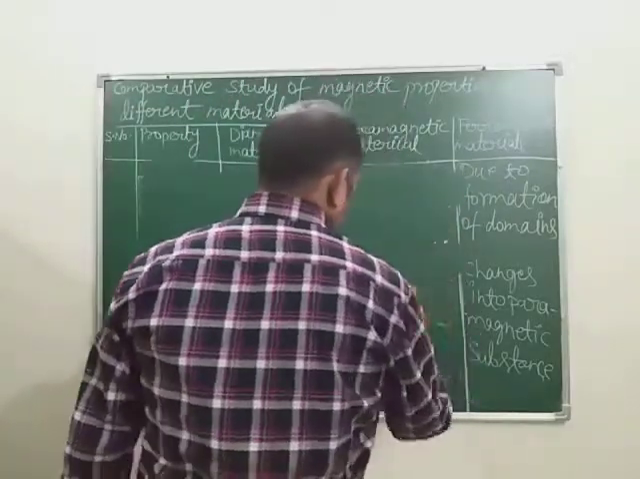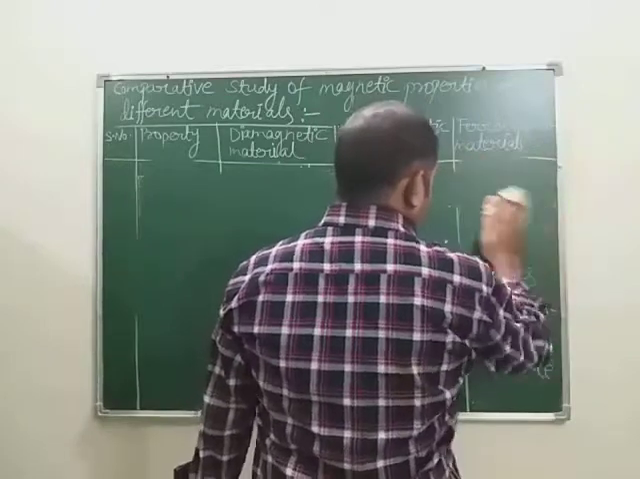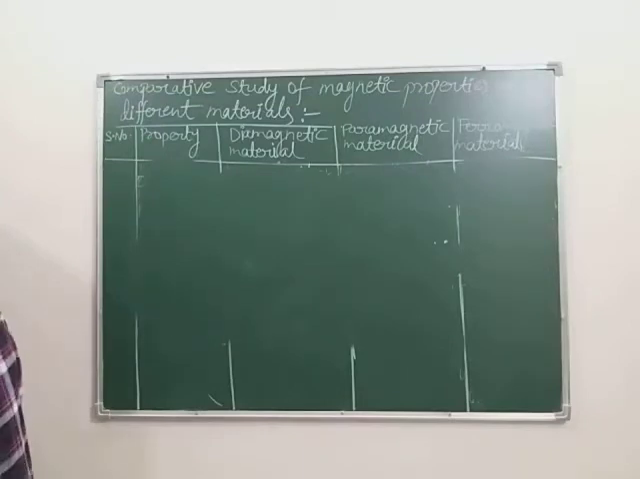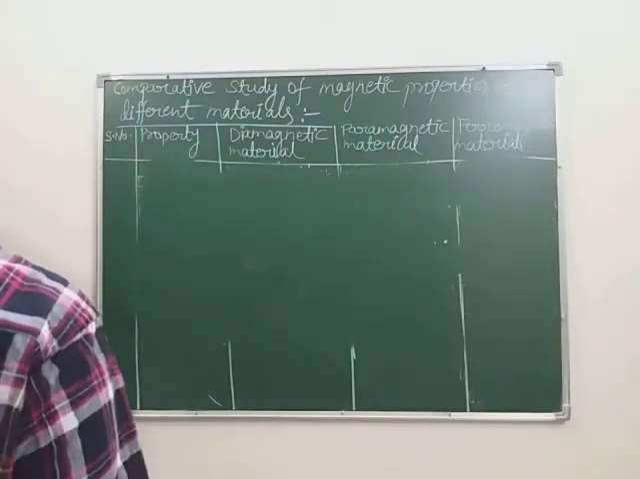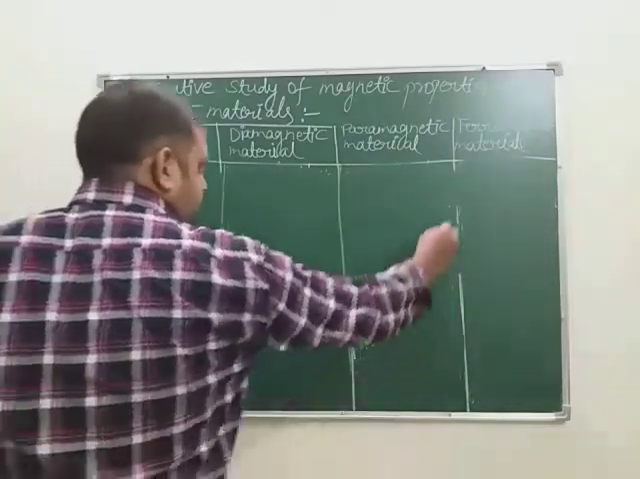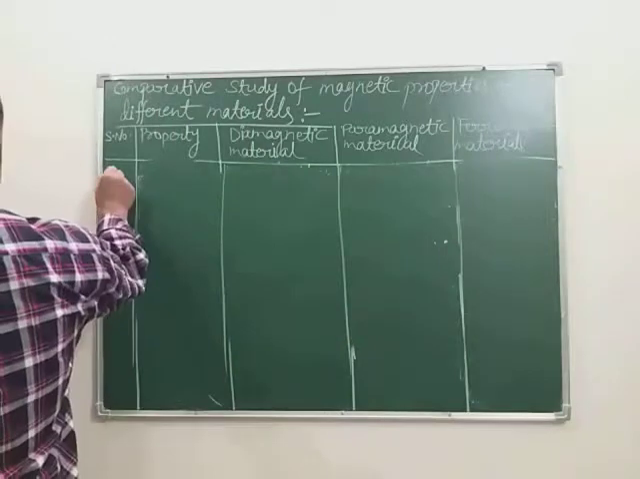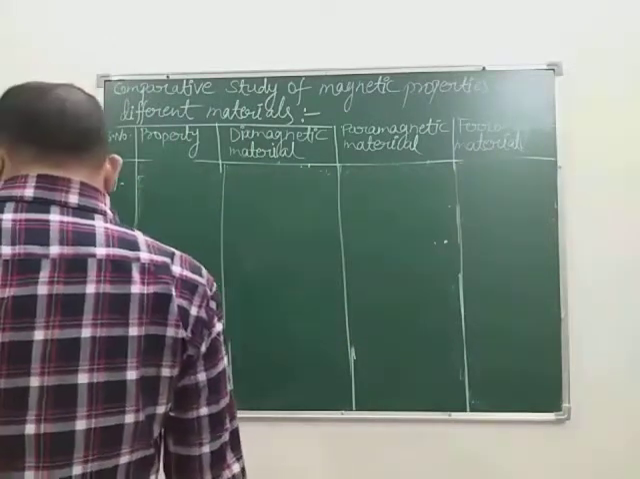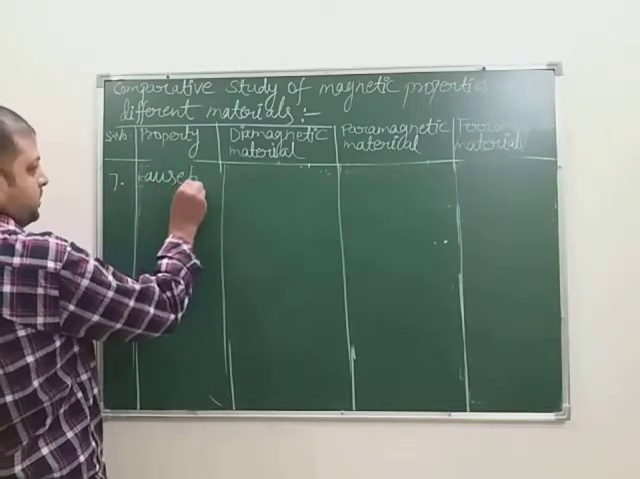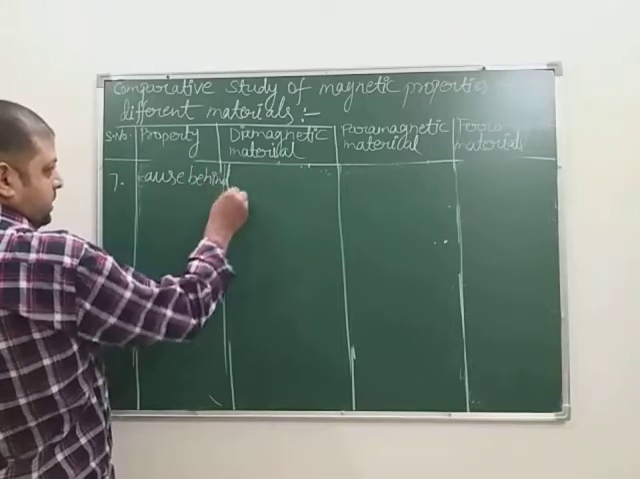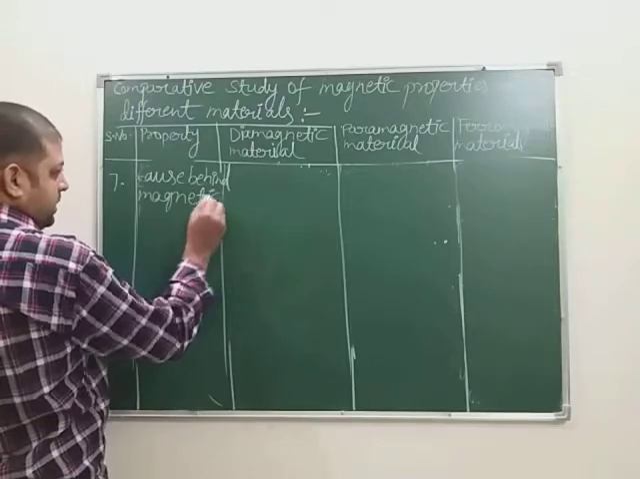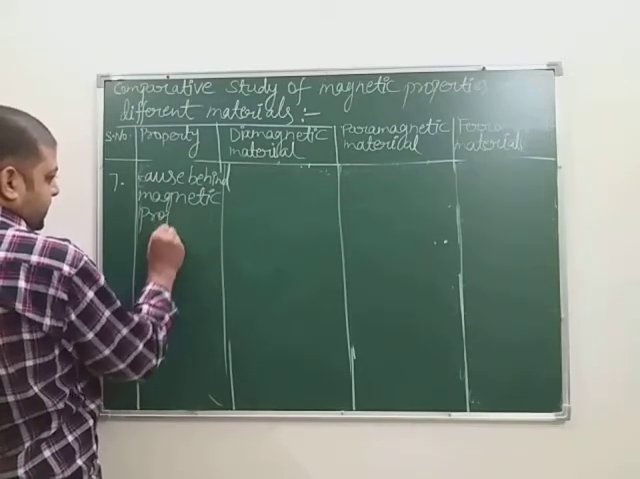The next one is: what is the cause? So we will write here the next property, property number 7: cause behind magnetic property. Write down. What is the cause behind its magnetic property?